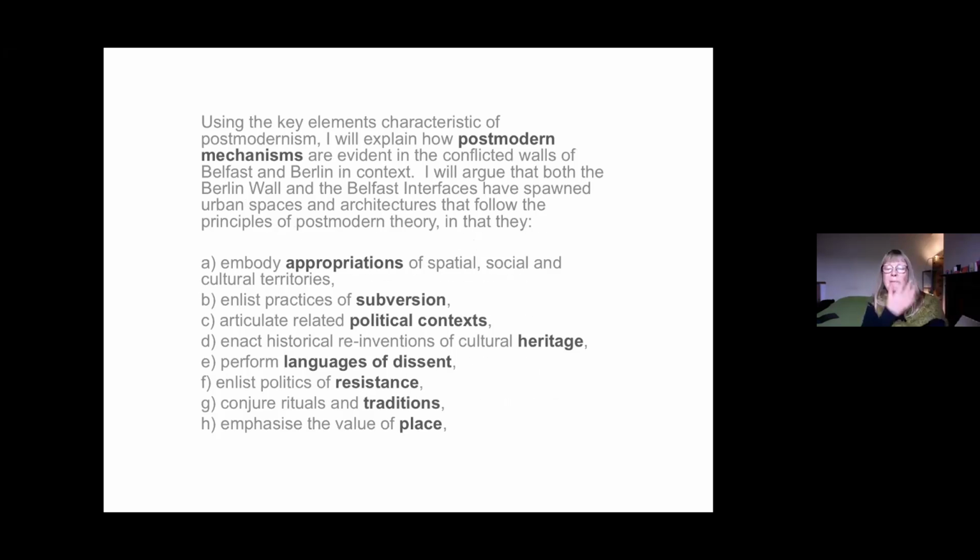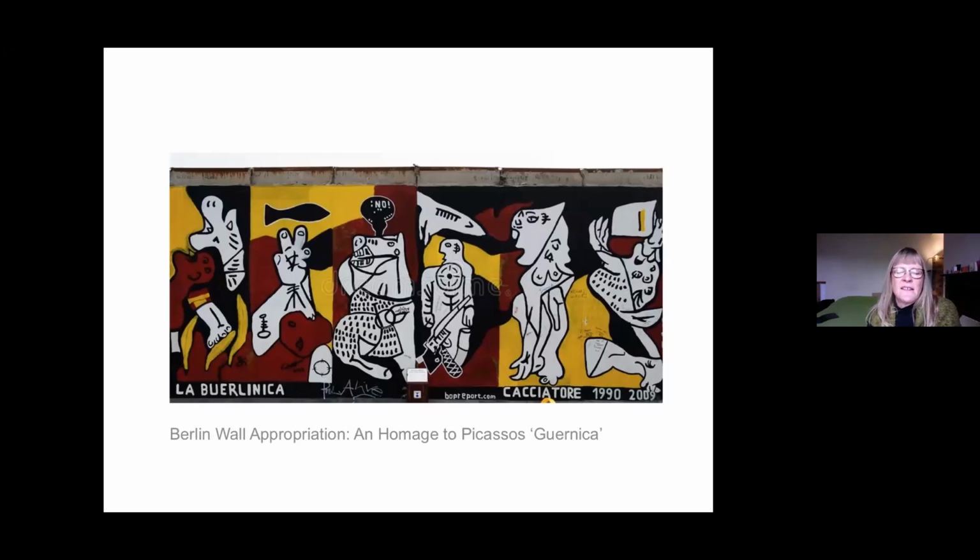I'm not going to go into this too much, but I'm using my 12 criteria there to show how these walls embody appropriations of spatial, social, and cultural territories, how they enlist practices of subversion, how they articulate related political contexts, how they enact historical reinventions of cultural heritage, how they perform languages of dissent, how they enlist politics of resistance, how they conjure rituals and traditions, and how they emphasize the value of place.